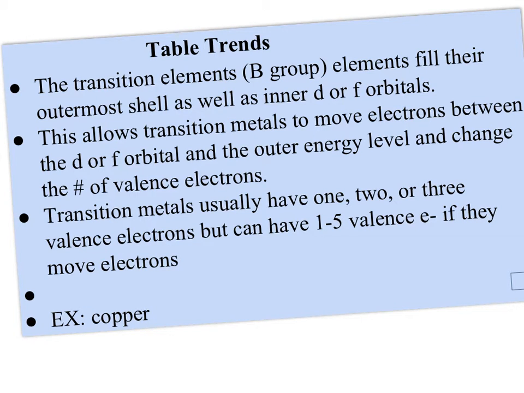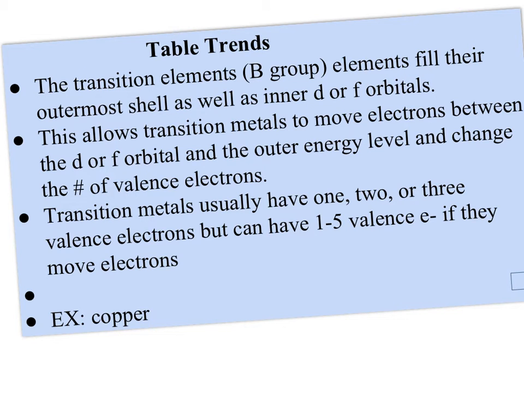The transition elements, the B group elements, fill their outermost shell as well as going back and filling an inner d or an inner f orbital. Again, this allows transition metals to move electrons between the d or f orbital and the outer energy level, so it can change the number of valence electrons. Sometimes instead of 2, they slide 1 to the d orbital and only have 1. Other times they move electrons out of the d orbital and end up having 3, 4, 5. Typically 1, 2, or 3 are the common number of valence electrons, but it can be as high as 5. An example of this is copper.